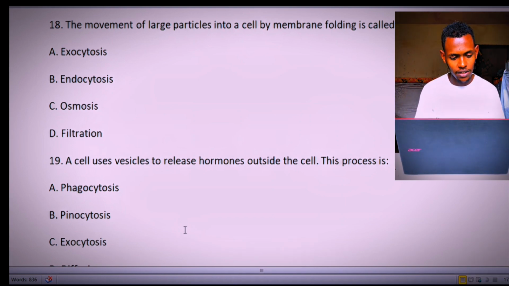So what is the answer? Yeah, it is B. Endocytosis.